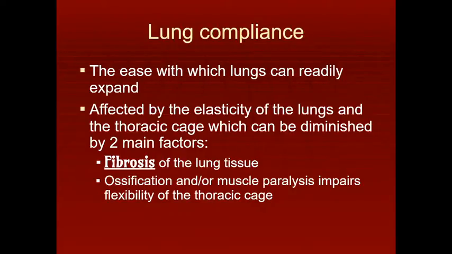We have two factors here that affect compliance. The ability to expand easily is affected by fibrosis of the lung. We don't want fibrosis. When we talk about healing, we're talking about regeneration. We don't want fibrosis. Repeated exposure to things can cause fibrosis of lung tissue. Now we're losing the ability for the lungs to expand well, and we're losing the ability for them to contract or recoil again. That's elasticity. Ossification and or muscle paralysis can impair the flexibility of the thoracic cage as well.